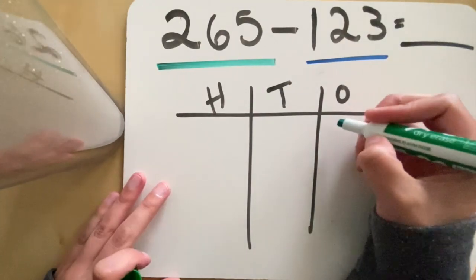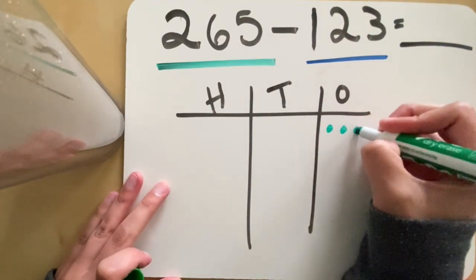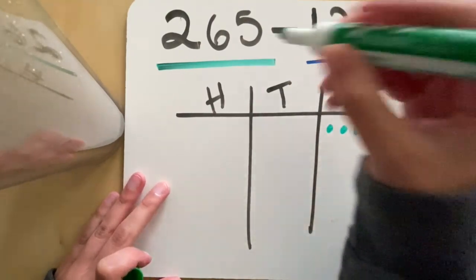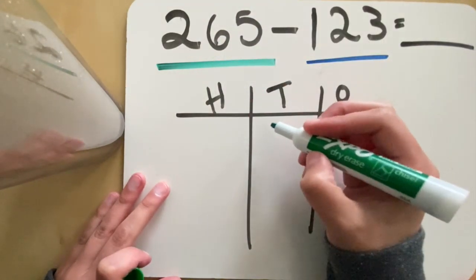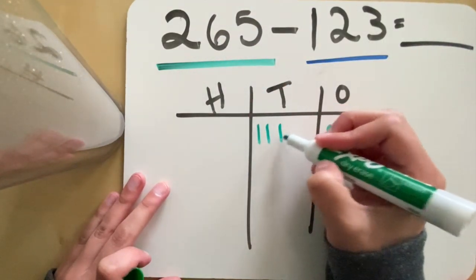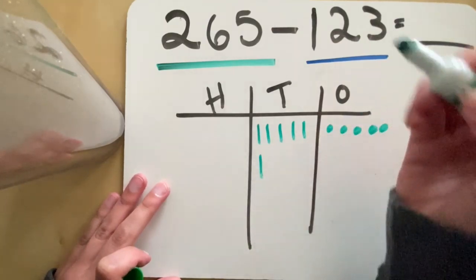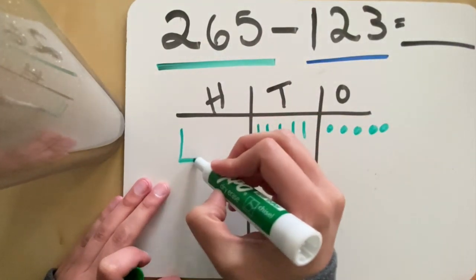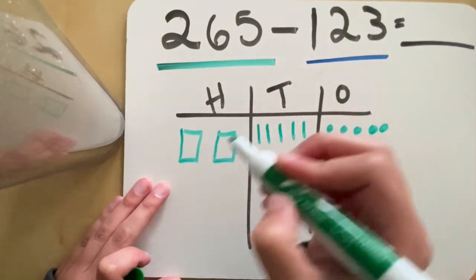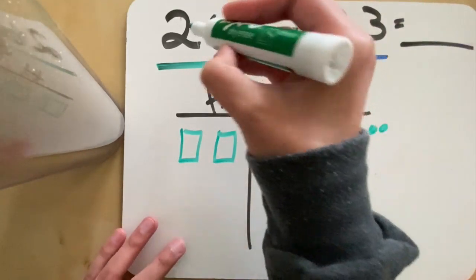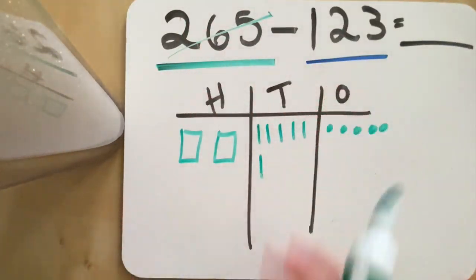I see a 5 in the ones place. 1, 2, 3, 4, 5. I see a 6 in the tens place. 10, 20, 30, 40, 50, 60, and I see a 2 in the hundreds place. So 1, 2, or 100, 200. Perfect. We are done with this number. Don't have to look at it anymore.